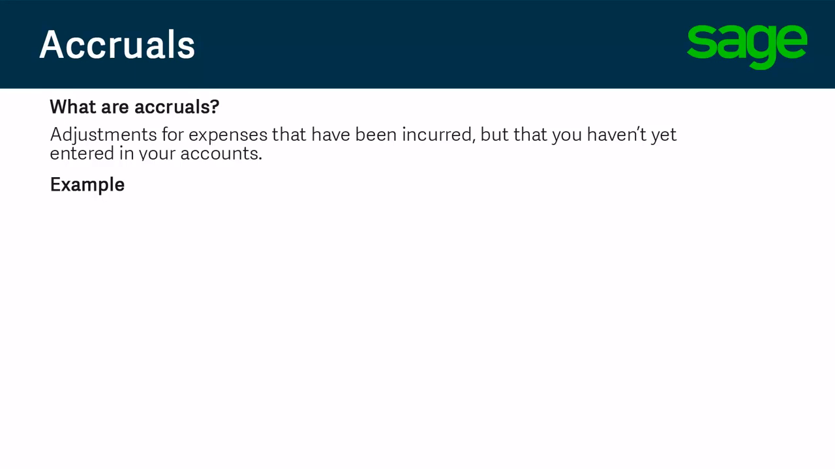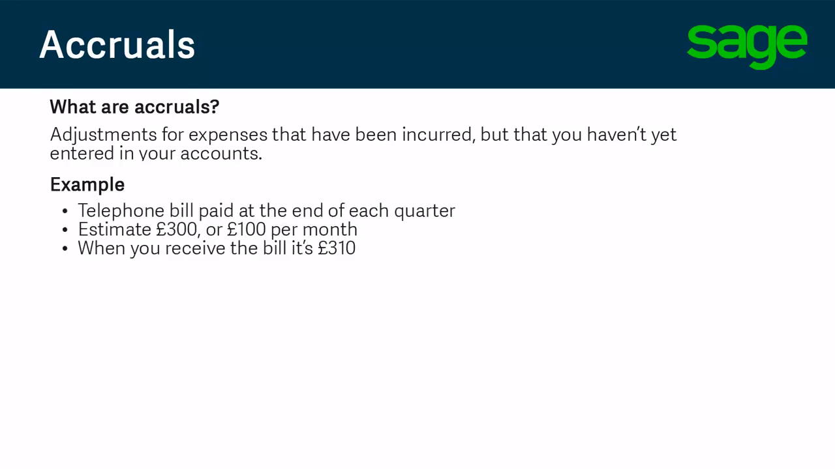Let's run through a quick example. So let's use the telephone bill as an example. So we're going to pay that at the end of the quarter. You estimate that the bill is going to be £300. It is based on usage after all, so we're not quite sure. So the best estimate will give you the best results. So we're estimating it's going to be £300 at the end of the quarter, so £100 a month. However, when we receive the bill, it's going to be for £310.